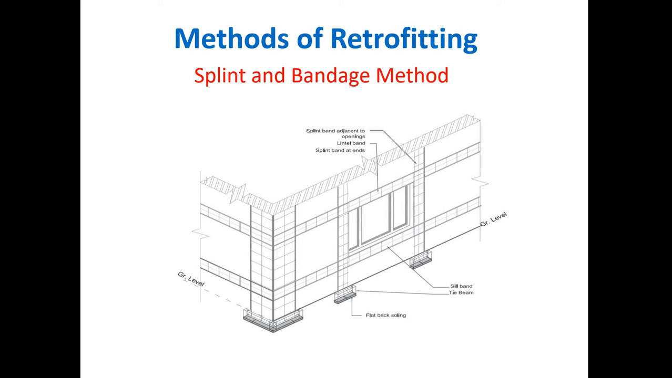First, the splint and bandage method. In the splint and bandage method, horizontal and vertical bands are provided on the wall. First, horizontal and vertical reinforcements are provided and then they are covered by microconcrete. The horizontal belts are called bandage and vertical bands are called splint. The approximate cost for splint and bandage is about 10,000 Nepalese rupees per square meter. Splint and bandage bring considerable change in shape and size of the original structure.